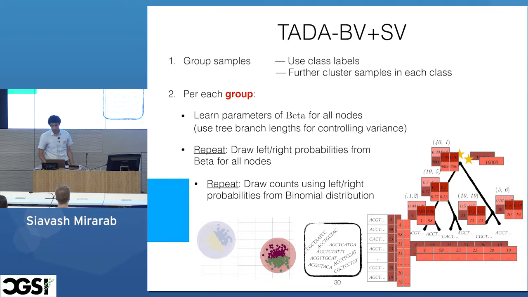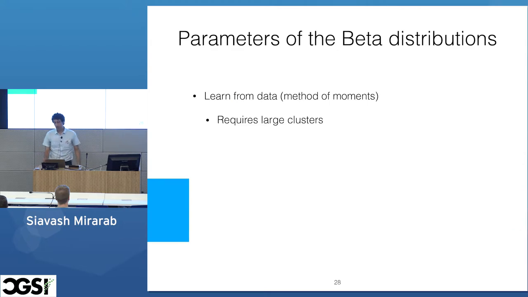Now, how do we learn the parameters of the beta? The obvious way to do it is to just learn the parameters from your data, right? So at each node, you have a bunch of left and right probabilities. You can try to just use method of moments or something like that to learn the parameters. It requires that you have a large number of samples in each of your clusters. For example, it doesn't make sense if you have a singleton. And also in practice, it didn't work well.